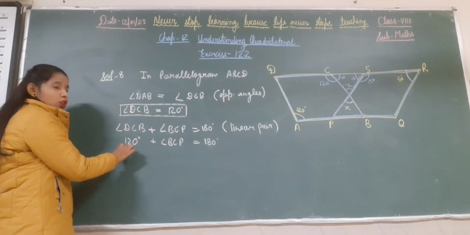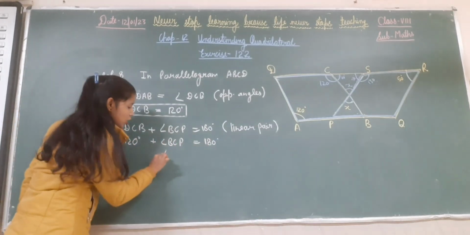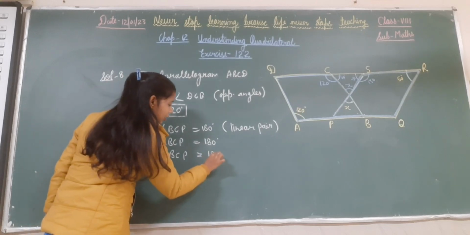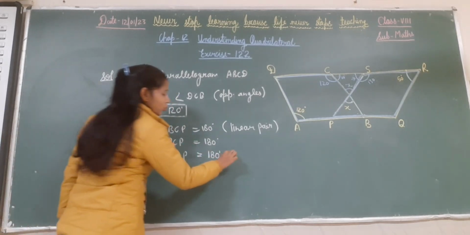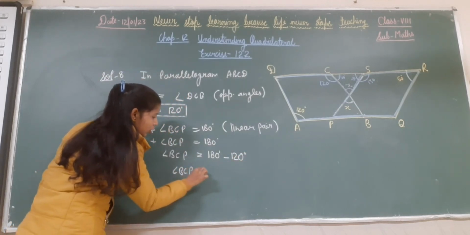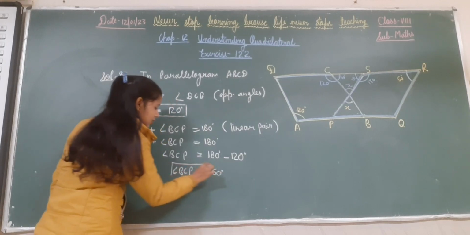So we will transpose 120 to the right hand side. It will become minus 120. So angle BCP is equal to 180 degree minus 120 degree. So angle BCP is equal to 180 minus 120, that is 60. So this is 60.